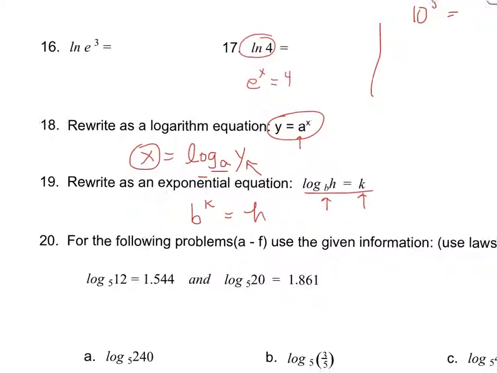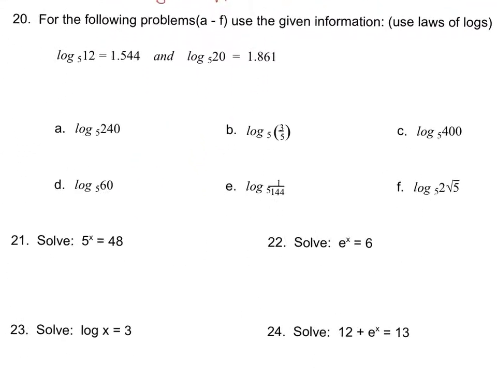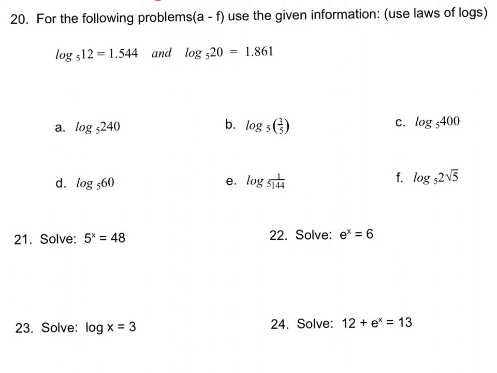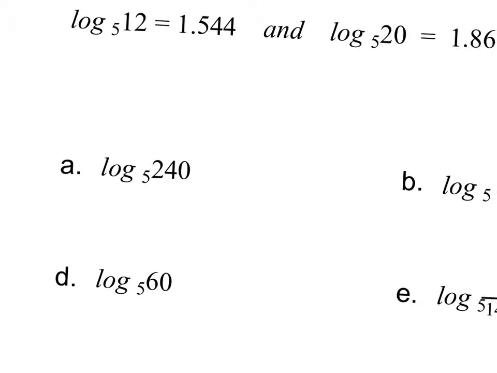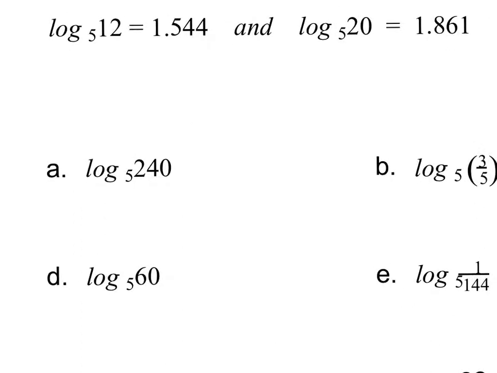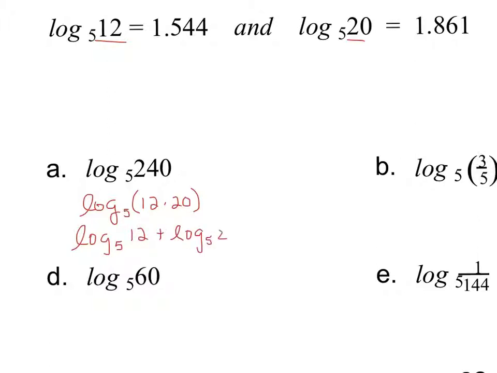For the following problems, A through F, use the given information and the laws of logs. I don't have my calculator again, so at least I'll get them set up for you. It's base 5, so every logarithm we write is going to be base 5 here. If I forget, don't panic, just realize they are all base 5s. And I have to rewrite them as 12s and 20s, because those are the logarithms I know. So for example, I would rewrite this one as log base 5 of 12 times 20, because that equals 240. And then the law of logs says that's log 12 plus log of 20.